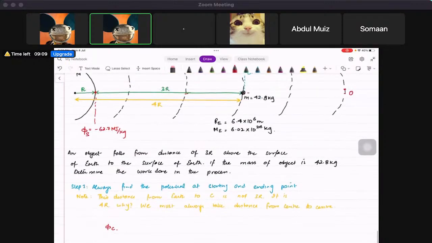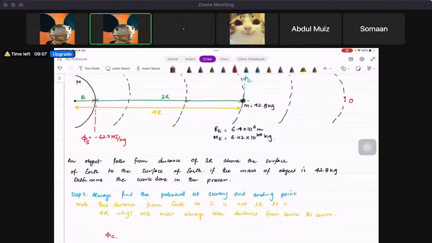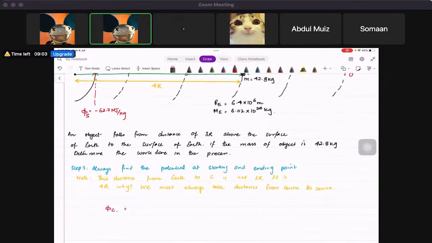Now, step one was that we want to find the potential at both points. One of them is already found from the previous question. One we need to find. So the potential is given by minus GM upon r. So this will be minus 6.67 times 10 raised to minus 11, times the mass of Earth, 6.02 times 10 raised to 24, and now the distance will be 4 times 6.4 times 10 raised to 6. A lot of students make this mistake. They write 3.